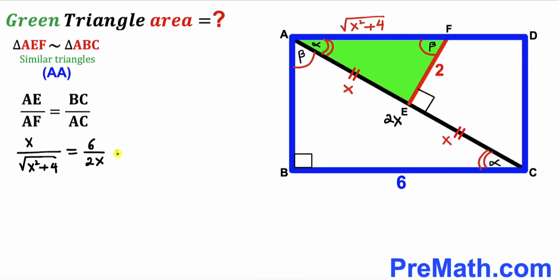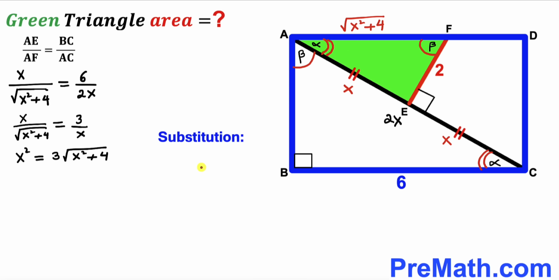As you can see in this next step after the substitution, here we can see 6 divided by 2x reduces to 3 divided by x, as you can see on this next step. And now we are going to cross multiply. So therefore we can write x square equal to 3 times the square root of x square plus 4.